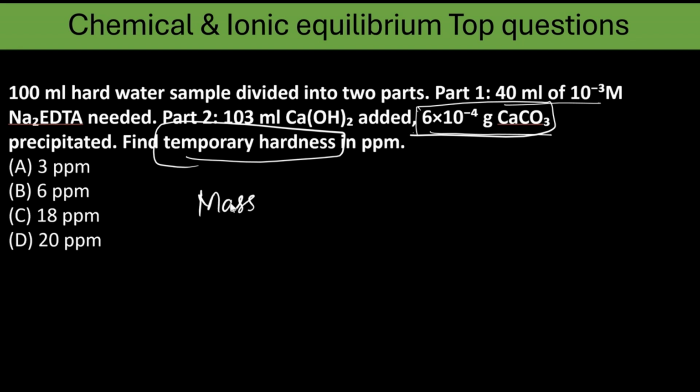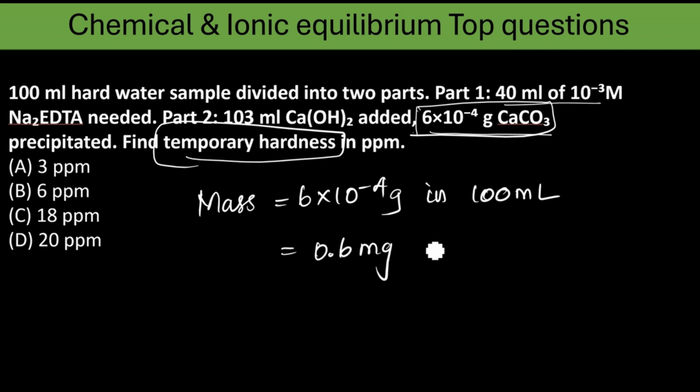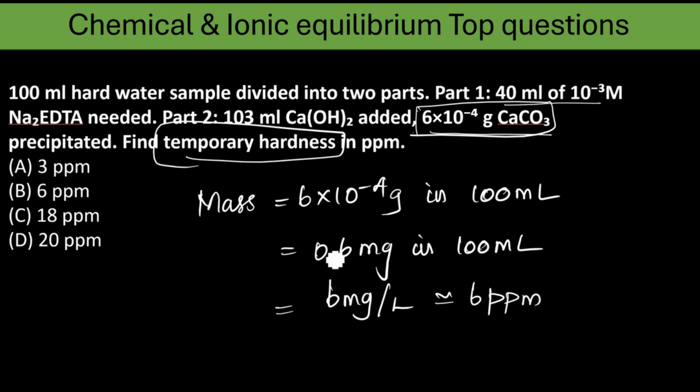Let's take the mass of calcium carbonate, that is 6 into 10 to the power minus 4 grams in 100 ml sample. Just convert that to milligrams, so what will you get? 0.6 milligram in 100 ml. How can I write it? Convert 100 ml to liters. So that will be 6 milligram per liter, which is nothing but 6 ppm.